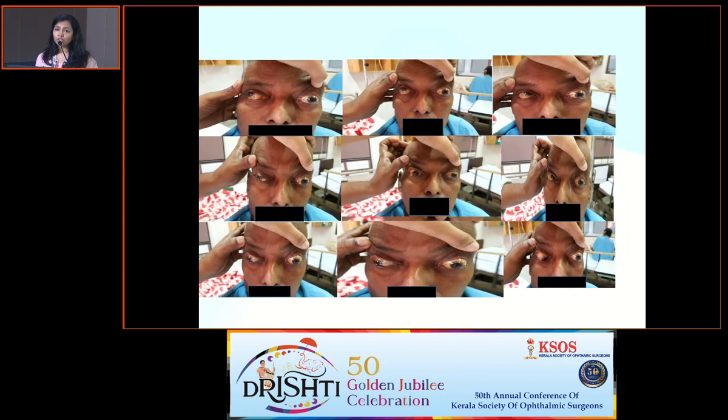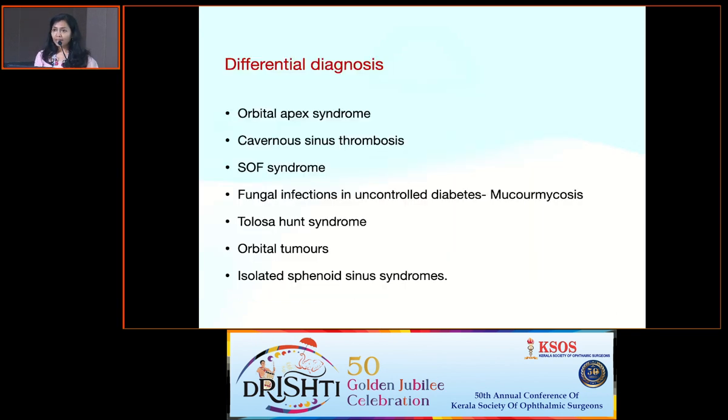This is one of our patients who presented with decreased vision, and he had proptosis on the left side, complete ptosis, limitation of movements in all directions, and absence of consensual reflex on the other side. So the differential diagnosis in such cases is, of course, orbital apex or cavernous sinus, especially if the patient is systemically unwell. In SOF syndrome, fungal infection like mucor should be suspected if the patient is severely debilitated or has uncontrolled diabetes. Tolosa-Hunt syndrome is an inflammatory process involving the superior orbital fissure and the cavernous sinus.